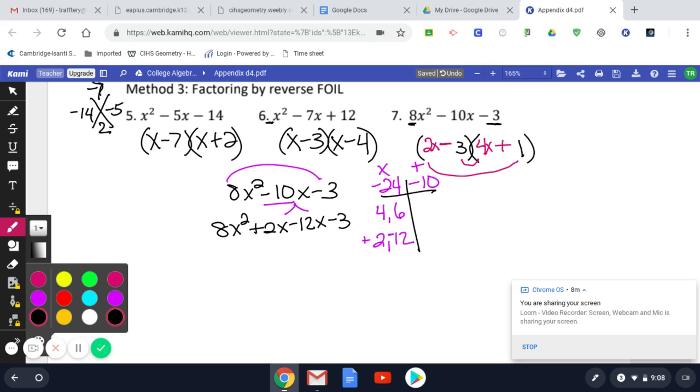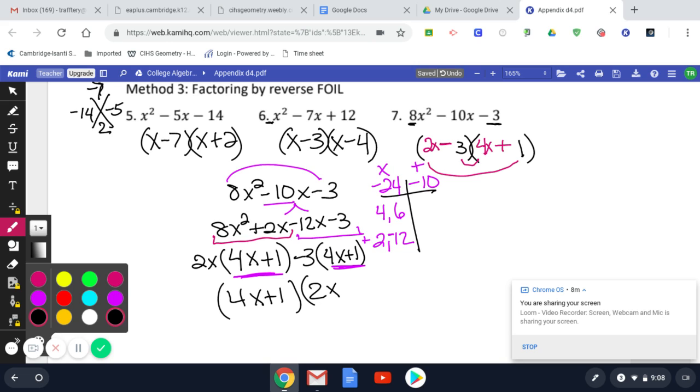Now I can go back and do factoring by grouping. I can look for common things in each one of these sets. So if I look at the first two, I'm going to notice I have a 2 and an x. When I factor out a 2x, it leaves me with 4x plus 1. When I look at the second two, I'm going to notice they both have a negative 3. So I'm going to factor out a negative 3. That leaves me with 4x plus 1. Now, do you see the common group? Do you see this piece we can factor out? So I can have 4x plus 1 times 2x minus 3.